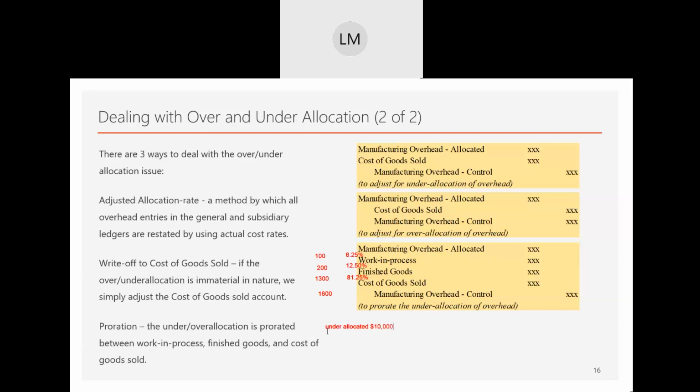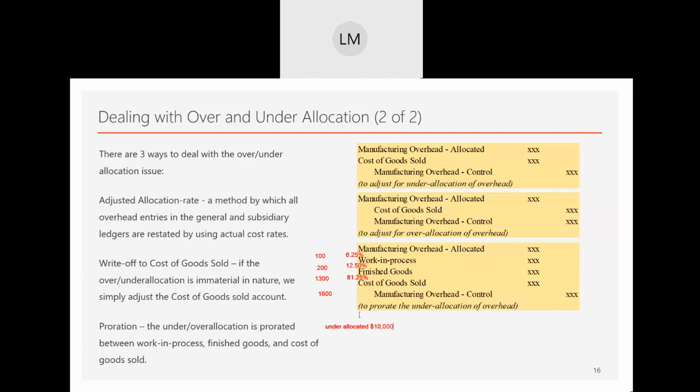Now, what am I doing here? Well, my total under allocation is 10,000. So based on these percentages, I'm going to assign 6.25% of this under allocation to work in process. I'm going to assign 12.5% of this under allocation to finished goods. And then the remaining 81.25% I'm going to assign to cost of goods sold.